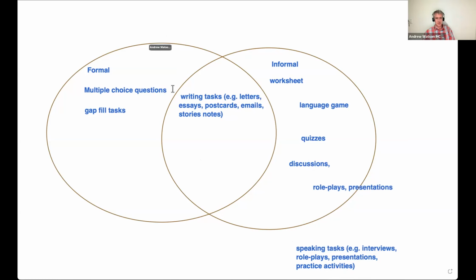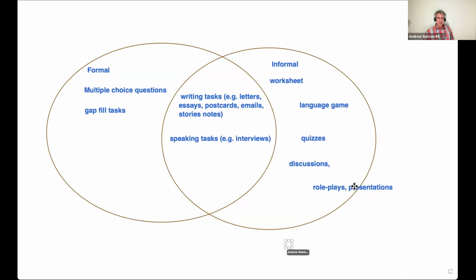But some can also be done in, for example, the IELTS, there's like an interview, right? Spoken interview. So that can also be on the formal side. Any other ideas?